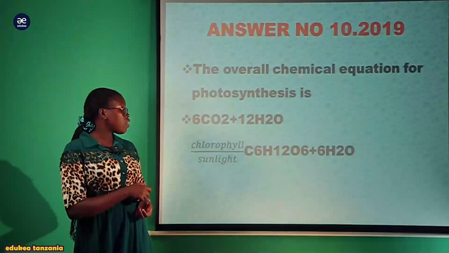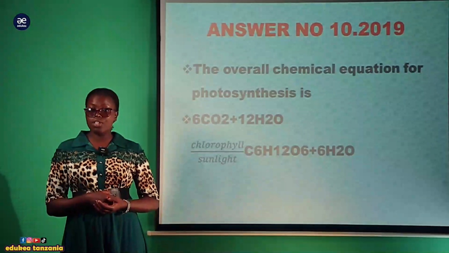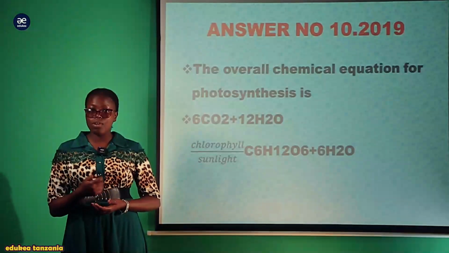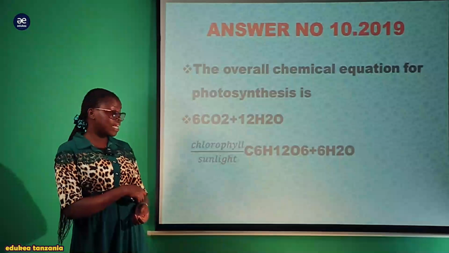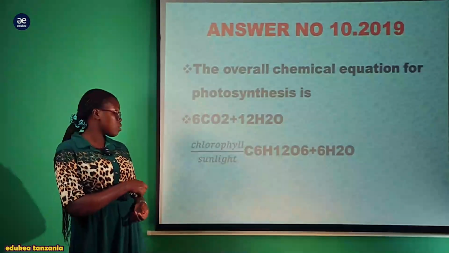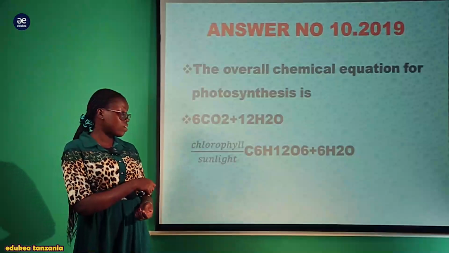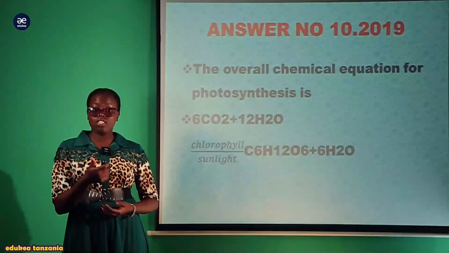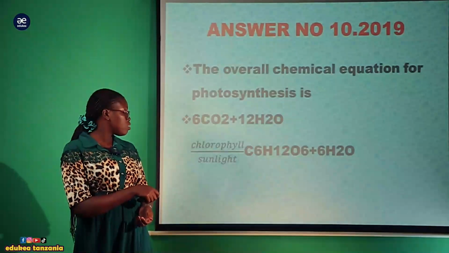Now, the overall chemical equation for photosynthesis is this one. There are the raw materials, which are carbon dioxide and water, in the presence of sunlight, which takes place in the chlorophyll. Sunlight is the condition for the splitting of the water molecule to produce hydrogen and oxygen, and this process occurs within the chloroplast, to form glucose and water as well as oxygen.